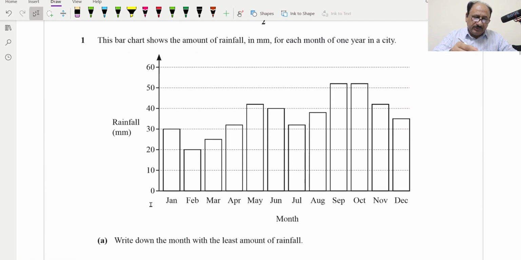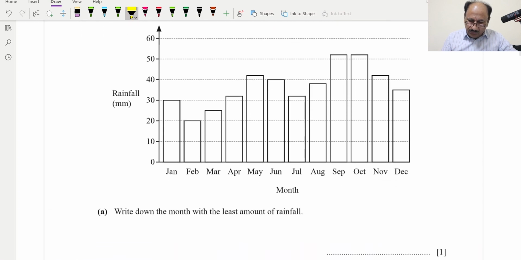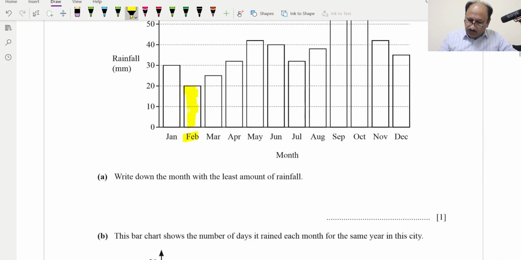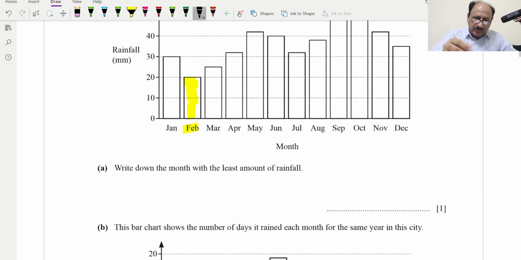Question number 1 says this bar chart shows the amount of rainfall for each month of 1 year in the city. They have provided these bars. And the question is, write down the month with the least amount of rain, and we can check this bar is the minimum one, so it will be Feb. So we can write here answer as Feb.